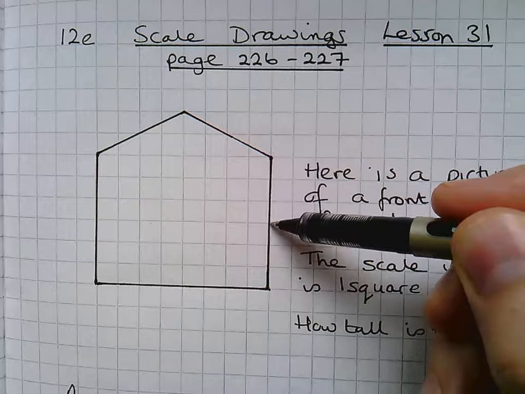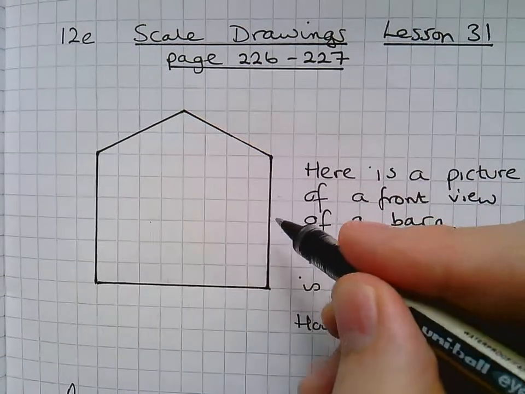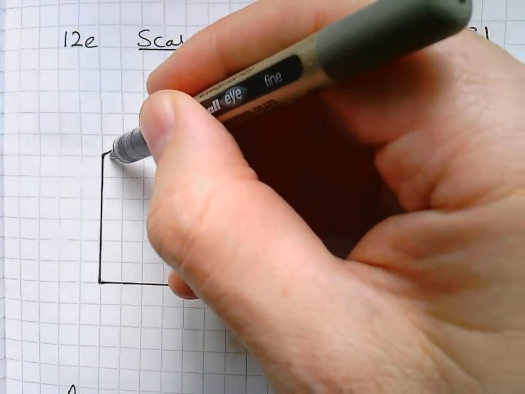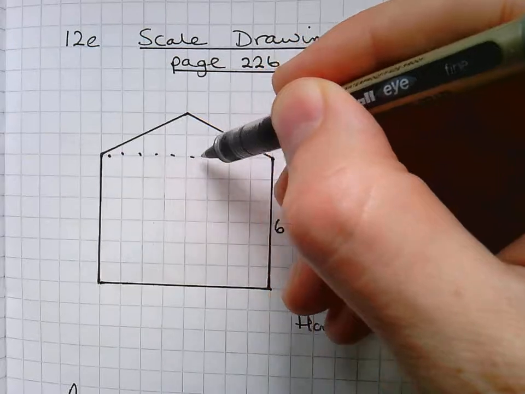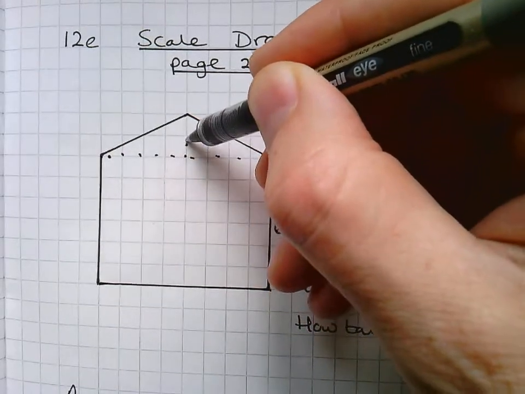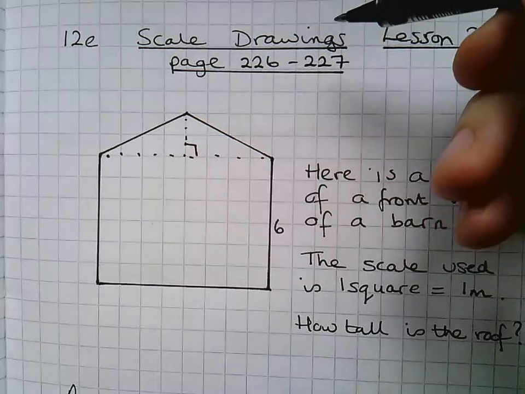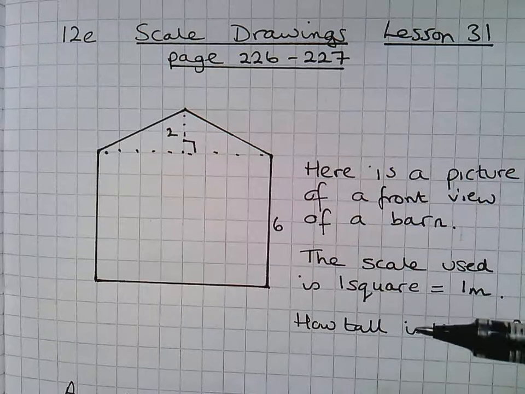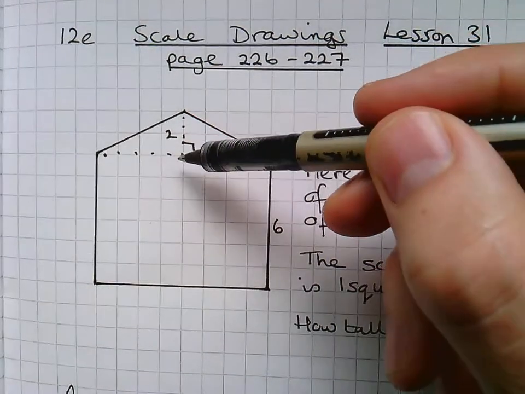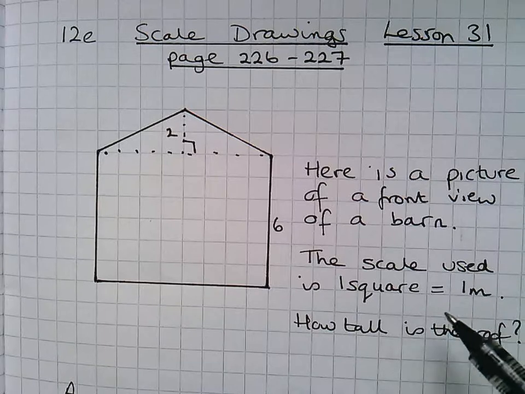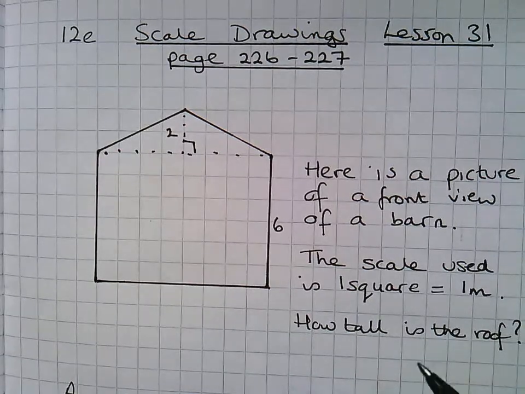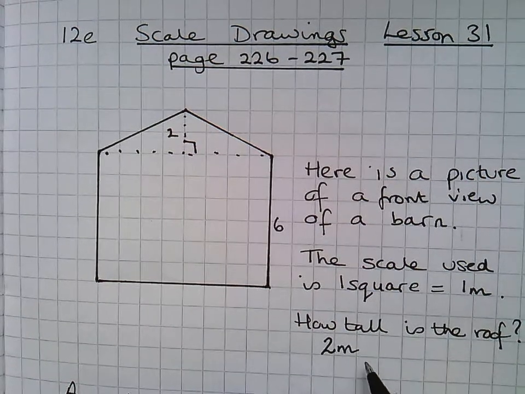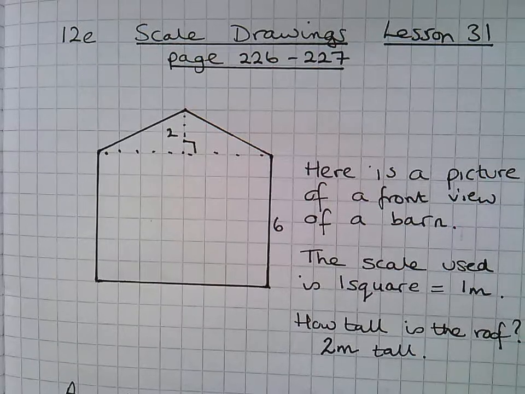We've got 1, 2, 3, 4, 5, 6, that would be 6 squares. The roof height, if we just come along here, is here. Those heights are perpendicular like that, and that has 2 squares. So the height of the roof is 2 squares tall. The representation is 1 square is 1 metre, therefore 2 squares would be 2 metres. So the roof is 2 metres tall.